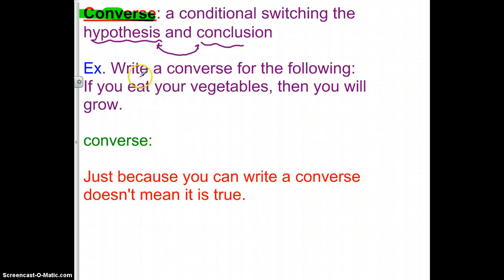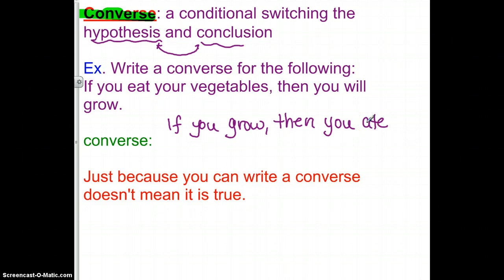Okay, so here's my example. Write a converse for the following. If you eat your vegetables, then you will grow strong. So my job is to switch the if and the then. So instead of vegetables going first, growing will go first. So if you grow, then you ate your vegetables.